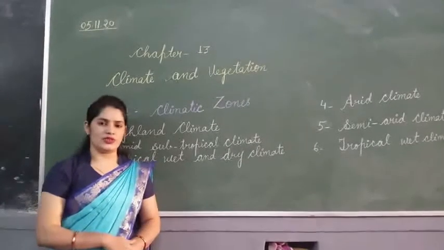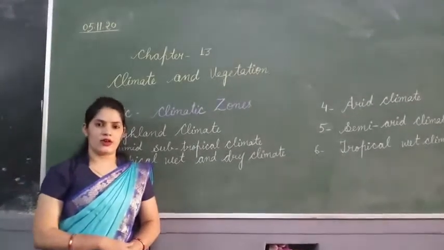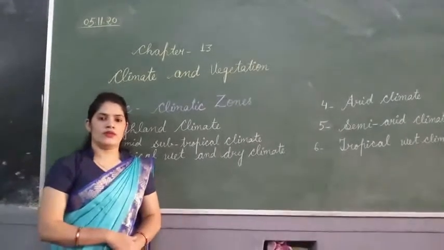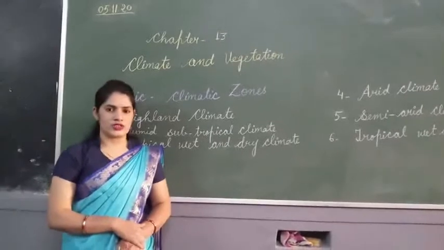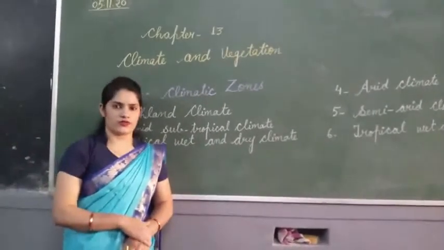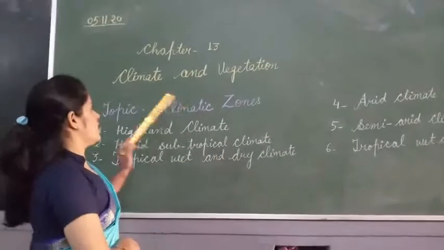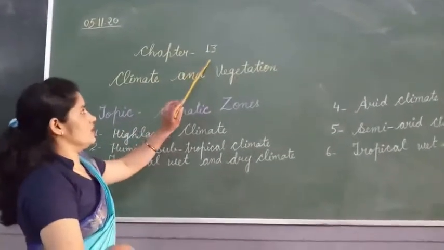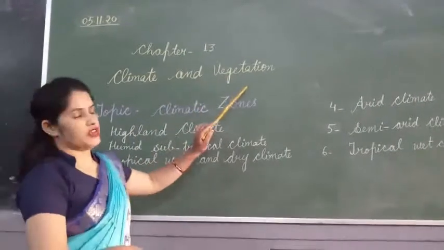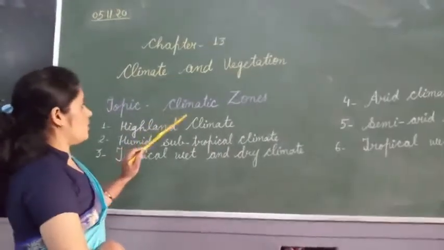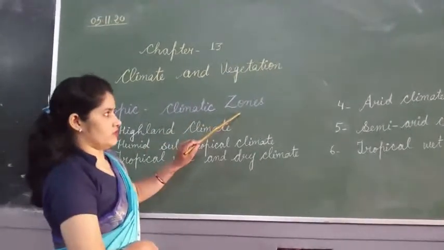In the previous video, we had studied about the weather, winter season, summer season, monsoon season and autumn season. Today, we will continue the same chapter, that is chapter 13, climate and vegetation. Today, we will study about the climatic zones.